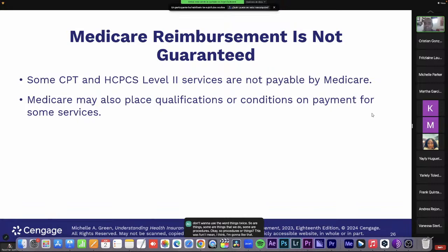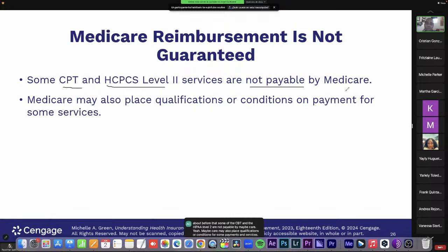Okay, here it says something really interesting. It says Medicare reimbursement is not guaranteed. What does that mean? It means, as we just talked about before, that some of the CPT and the HCPCS level 2 codes are not payable by Medicare. Medicare may also place qualifications or conditions for some payments and services.